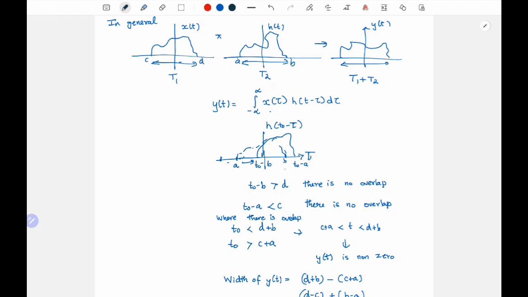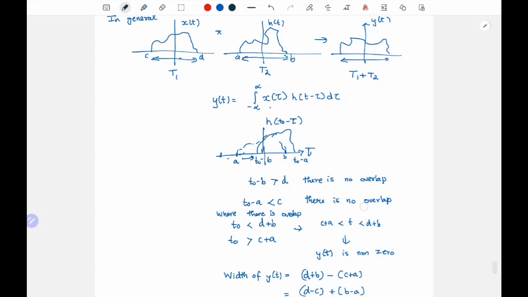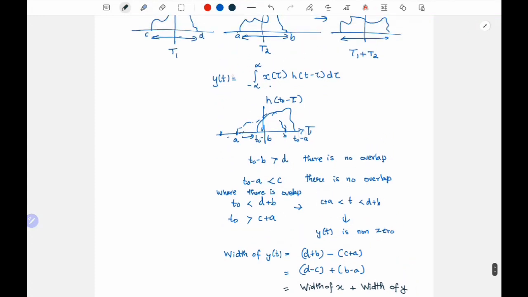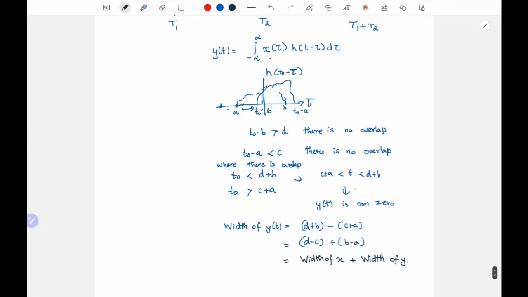So if t naught minus b is greater than d, then there will be no overlap between x of tau and h of t naught minus tau. So that is one condition. And on the other condition, t naught minus a is less than c, then also there is no overlap. So when there is actually overlap only, you will have y of t. So that will only determine the width.